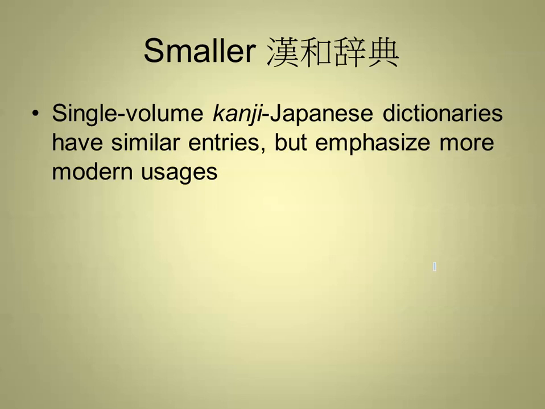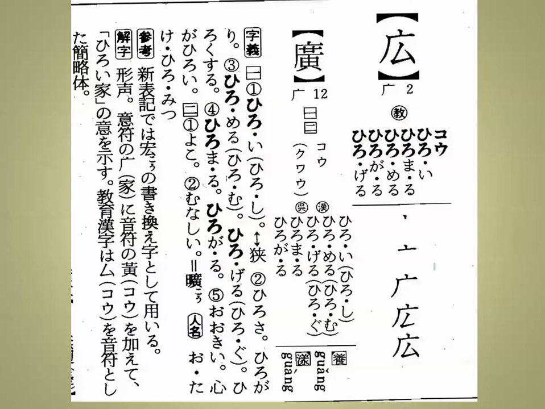Now, what about one-volume dictionaries, not these multi-volume dictionaries, one-volume dictionaries? Single-volume kanji dictionaries are pretty common. They have similar entries, but they are really geared for modern users, modern native Japanese speakers. So I thought I'd show you an example from one that I have sitting on the shelf in my office. Same character, and you'll see where the overlap is with those classic dictionaries, okay?